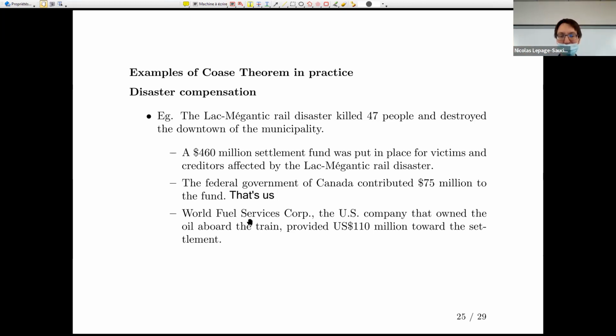And the firm is World Fuel Services Corp., the oil company. They provided 110 million towards the settlement. So they provided a big chunk of it. That's not all. I couldn't see who paid for the whole 460 million.